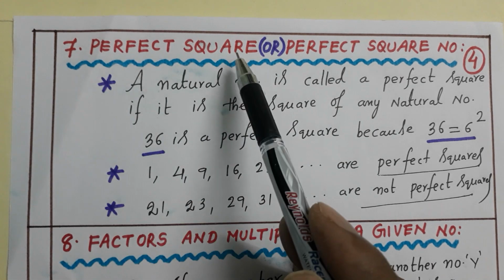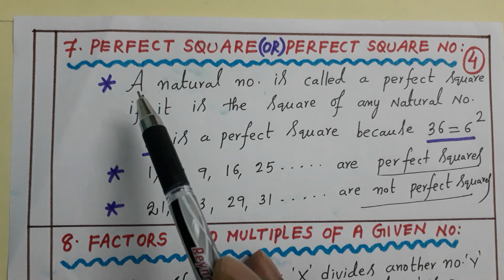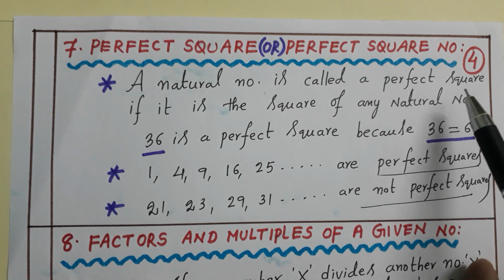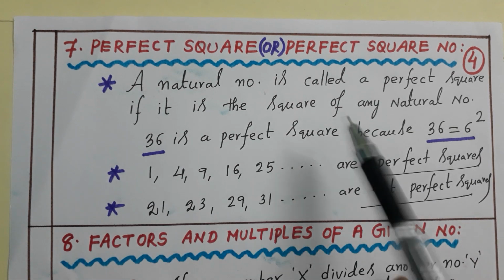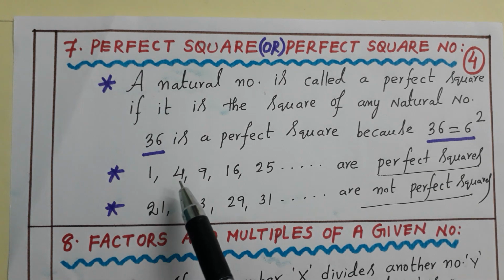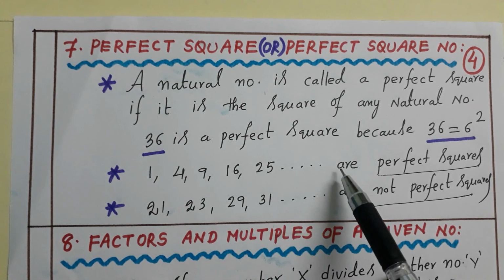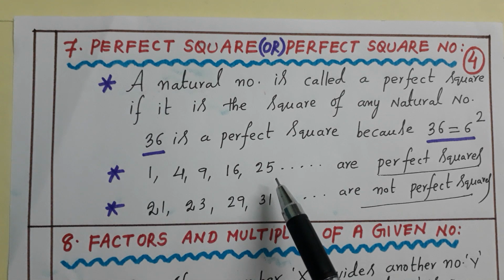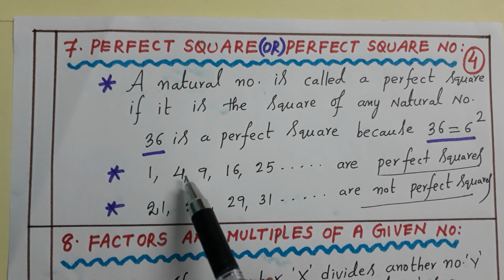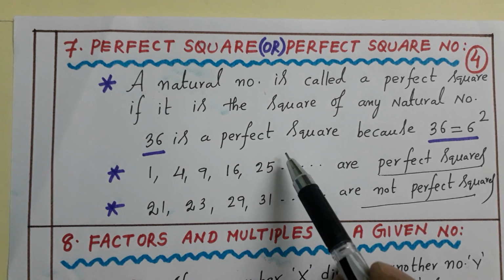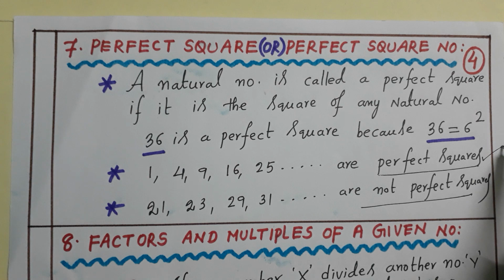Coming to perfect squares or perfect square numbers. A natural number is called a perfect square if it is the square of some natural number. I mean, 36 is a perfect square because you can write 36 is equal to 6 square. For example, 1, 4, 9, 16, 25, etc. are all called perfect squares because all these numbers can be written as the square of some natural numbers. For example, 1 is 1 square, 4 is 2 square, 9 is 3 square, 16 is 4 square, 25 is 5 square. That's why these are all said to be perfect squares.